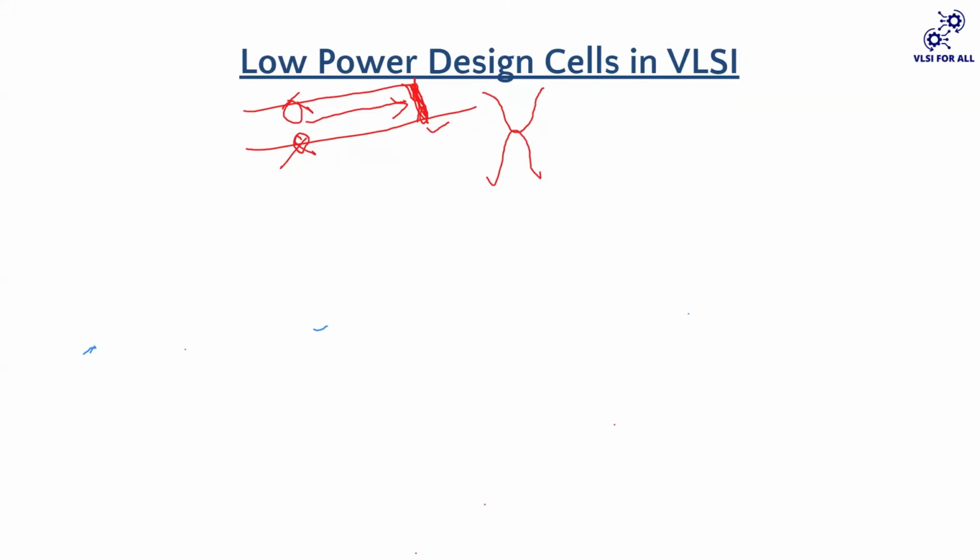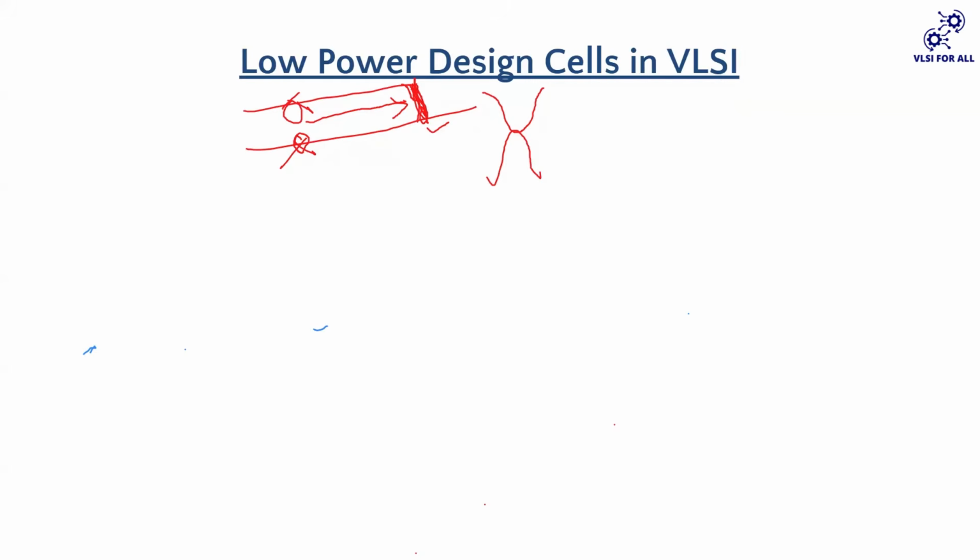Now, for the complete current flow, you need both VDD and VSS. If any one is missing, there will be no flow of current, right? I can either remove VDD or remove VSS. If you remove VDD, which is at the higher voltage, at the head, there is something called a header power switch. It will cut off your VDD.